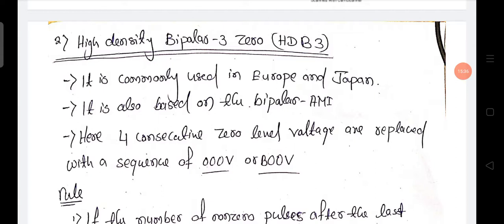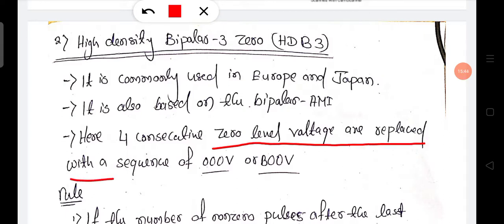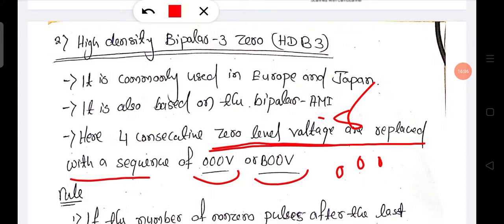Here, four consecutive zeros are replaced with one of two sequences. In the previous method, 8 consecutive zeros were replaced with 2 sequences: one is 0 0 0 0 positive negative 0 positive negative, and another one is 0 0 0 negative positive 0 positive negative. Here, we consider 4 consecutive zeros and replace them with this or this.